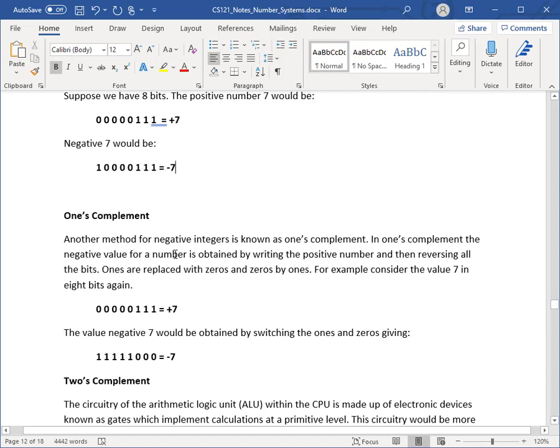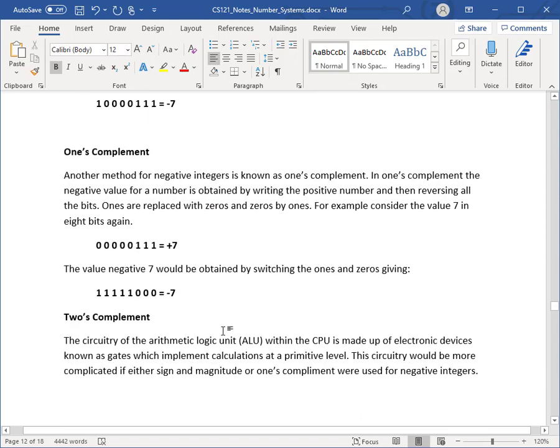So that's another method for negative integers, and it's known as ones complement. In ones complement, the negative value for a number is obtained by writing down the positive number and then reversing all the bits. So we replace the zeros with ones and the ones by zeros. And let's use our example of positive 7 again. So here we have positive 7 and the bit string for that.